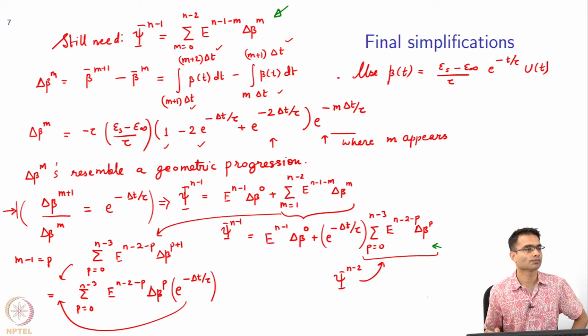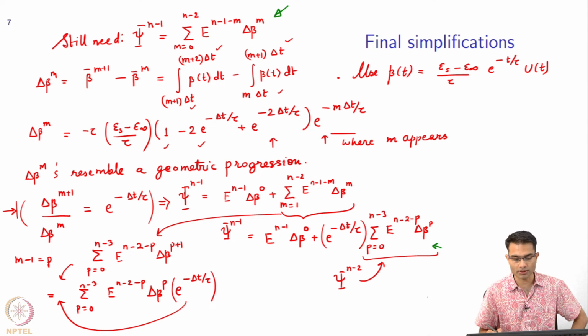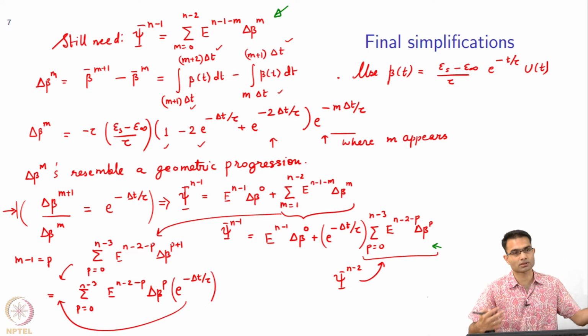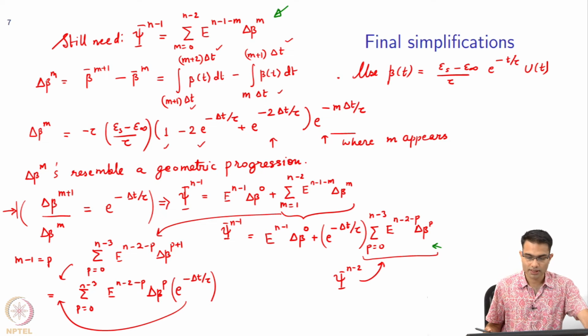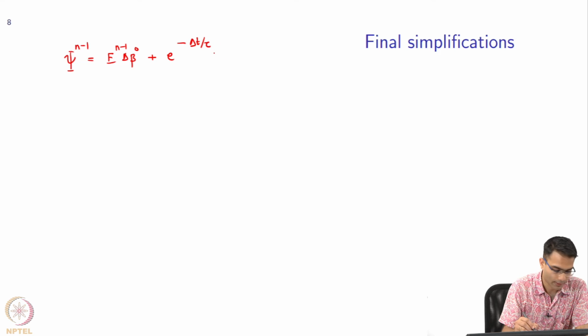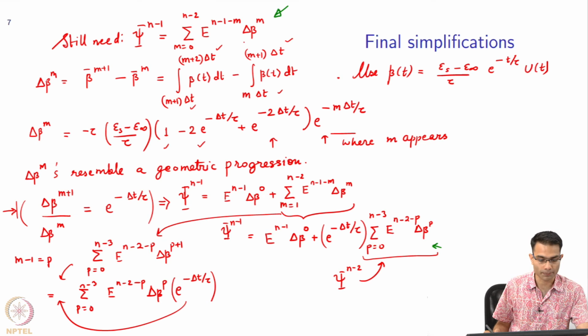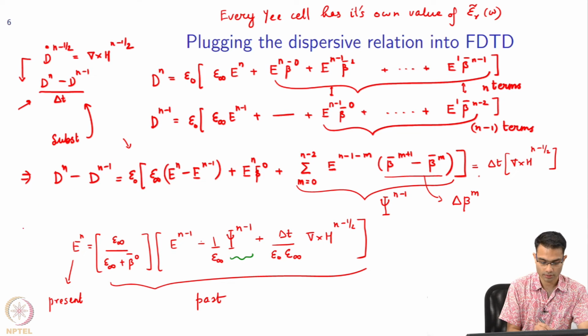Is it clear what we did? What was key to this was the geometric progression. It allowed me to just remove one term and make it look like the previous term, psi n minus 2. Okay, so let's write down this final expression once again and then we can see the implications of it. I have psi of n minus 1, which is what I wanted, that became e n minus 1 delta beta 0, and then I had e to the minus delta t by tau psi of n minus 2. And remember, our update equation was this guy.